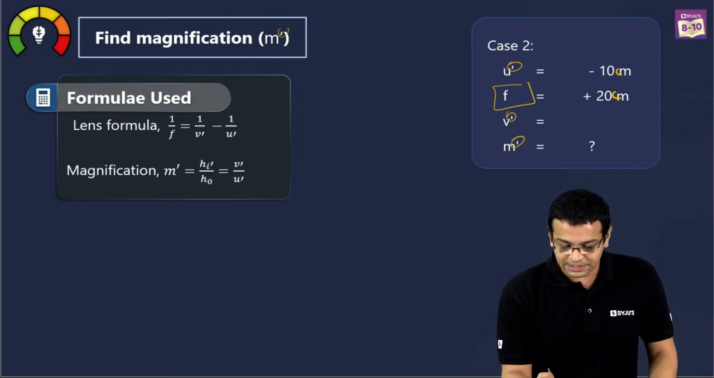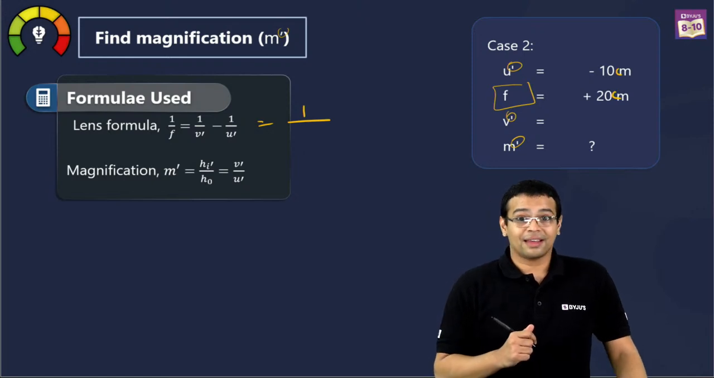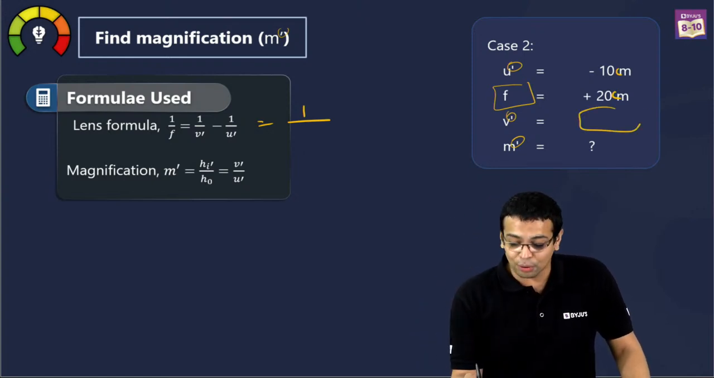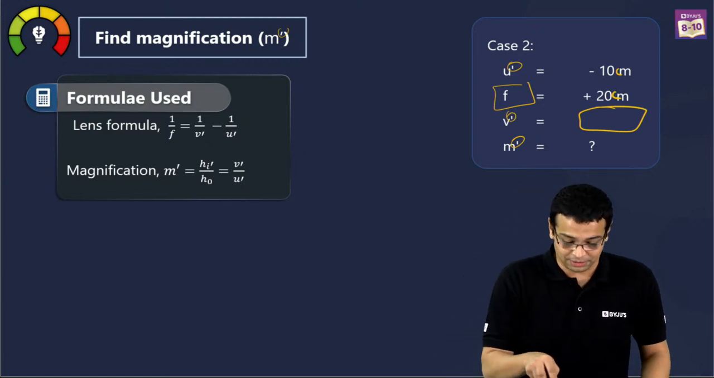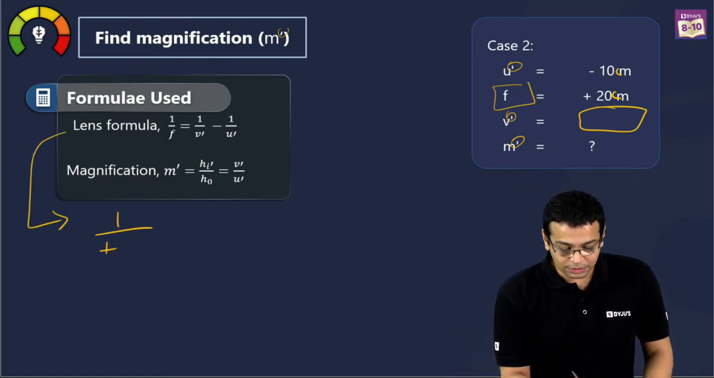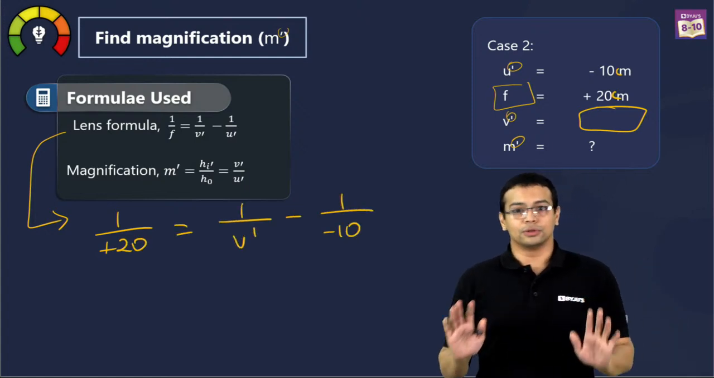1 over F is equal to 1 over, what is V dash? How do I find V dash right now? I don't need to find 1 over F. I need to find V dash only. That's the thing that I don't know here. That's how I'll use that in magnification. Okay, so this lens formula gives me 1 over positive 20 is equal to 1 over V dash minus 1 over negative 10. So far so good.